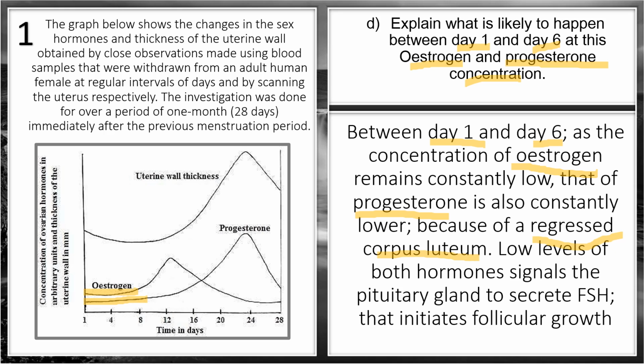Why is the estrogen level higher than the progesterone level? It's because of the regressed corpus luteum, and that means there are low levels of both hormones, which signals the pituitary gland to secrete follicle-stimulating hormone that initiates follicular growth.